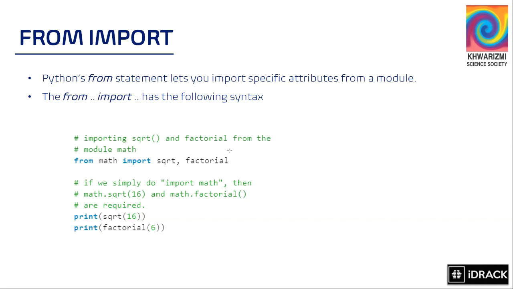So the usage slightly changes. For example, if we had written import math, when we were going to use the function, we were going to do math dot square root and then the number, or math dot factorial and then the number. But when you've imported the function directly, you don't need to write math dot before it. You can simply write the name of the function and use it as it is.